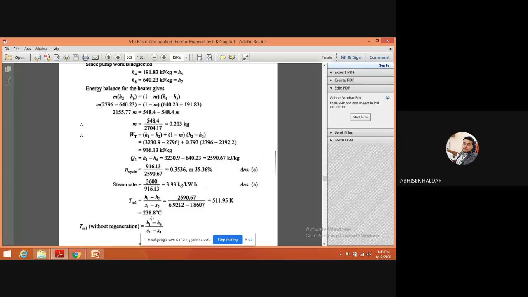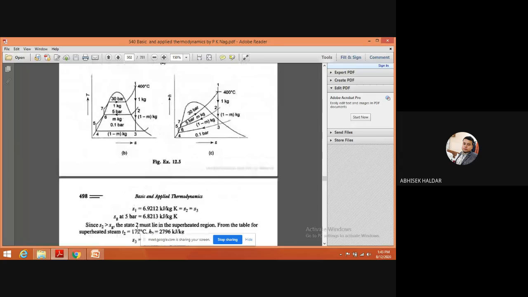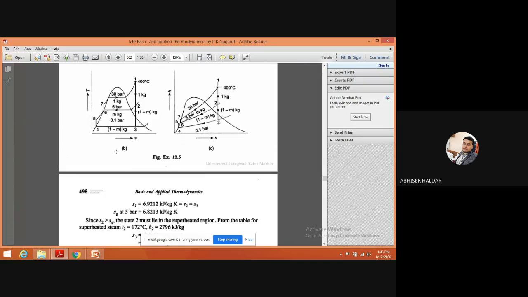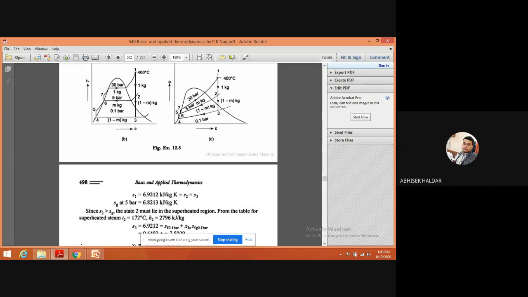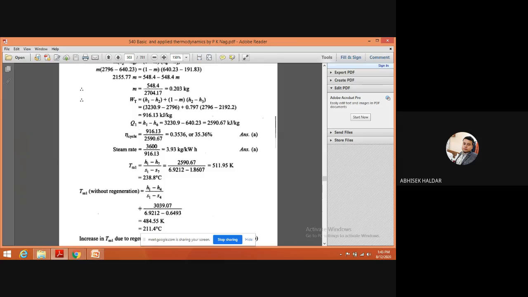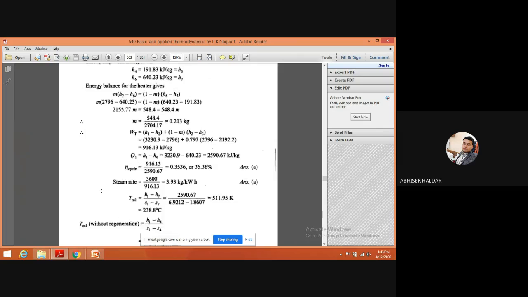But without regeneration, which point do I have to take now? The naming may differ, sir: H1 minus H5. Here the naming is 5, but this part will not be there in the simple Rankine cycle. So H5 or H4, whatever you say. So H1 minus H4, S1 minus S4, that will give you the Tm1. Let me check which H they have taken: H1 minus H4.